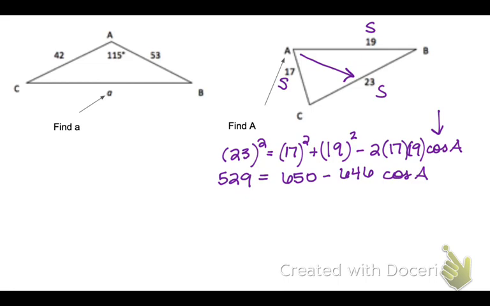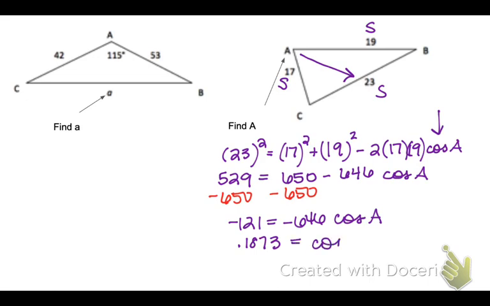Students really like to subtract these two numbers right here, which you cannot do because 646 is being multiplied by the cosine of A. So be really careful that you don't try to subtract those two numbers. The next step here would be to subtract 650 from both sides of that equation. When we subtract 650 from both sides of the equation, we're going to get negative 121 is equal to negative 646 cosine of A. Divide both sides by negative 646, so we end up with 0.1873 is equal to cosine of A.